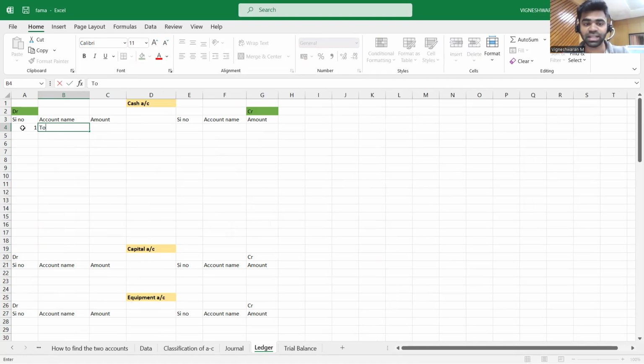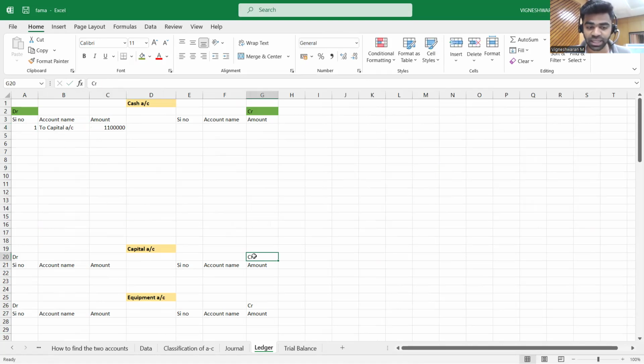On the credit side we will write "by". So we write "to capital account". What is the amount? 11 lakhs. Now in the capital account, on the credit side, we have to write the same thing. This is also serial number 1. What is the account name? Here the account name will be "by cash account", and the amount will be 11 lakhs.